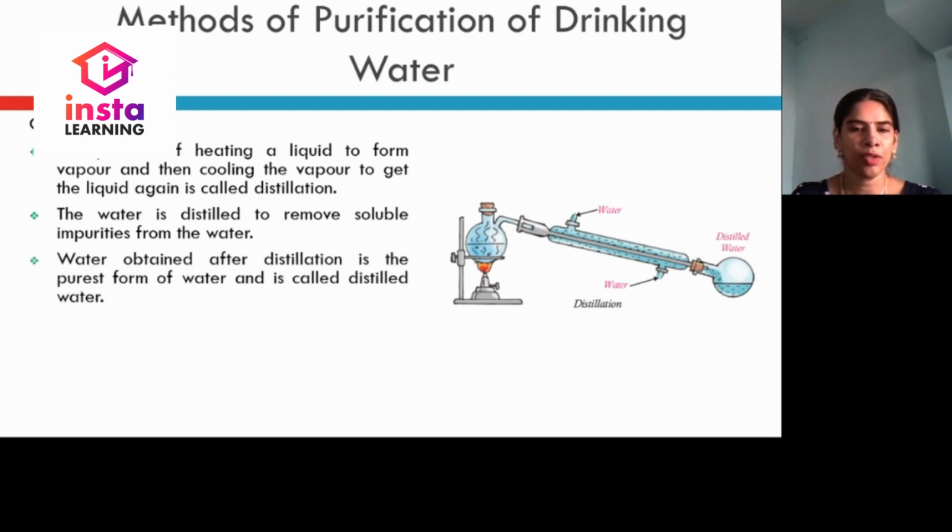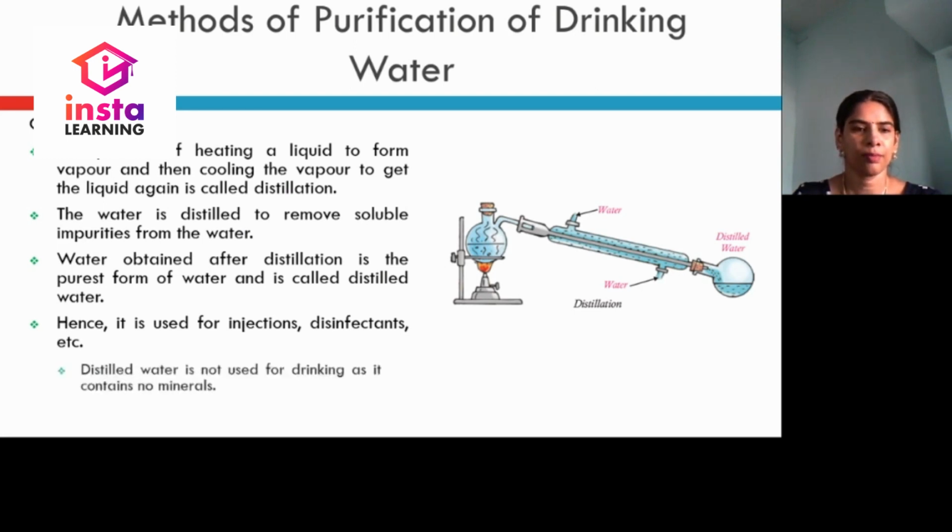Water obtained after distillation is the purest form of water and hence it is called distilled water. It is used for disinfectants, injections, etc. Distilled water is not used for drinking as it contains no minerals.